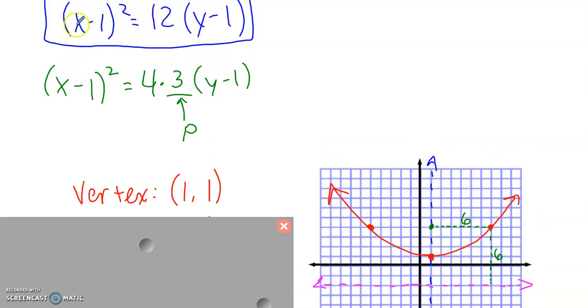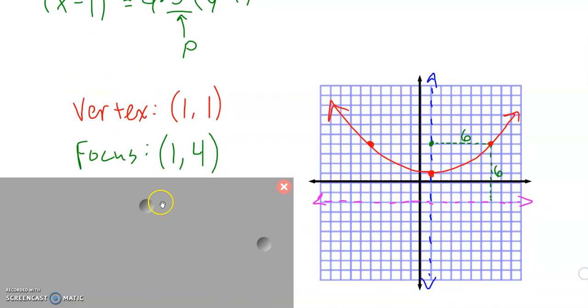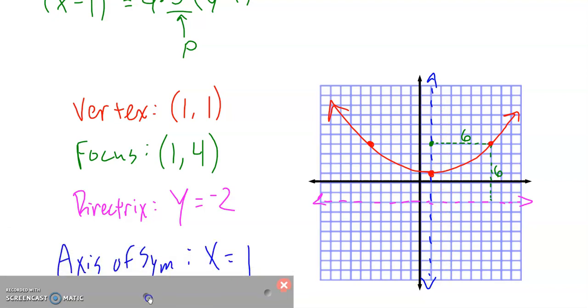And then I look at the fact that x is squared, which means it's going to open up or down. And then since p is positive, that means it'll open up. So the focus will be 3 units above the vertex. And then the directrix will be 3 units below the vertex, and since it's a horizontal line, that's the line y equals -2. The axis of symmetry goes right through the vertex and the focus. That's a vertical line, which is x equals 1.